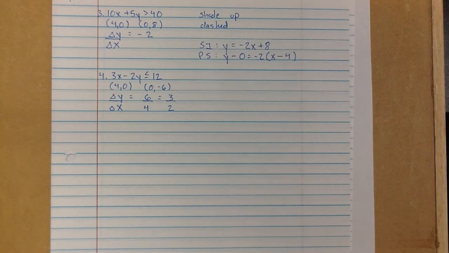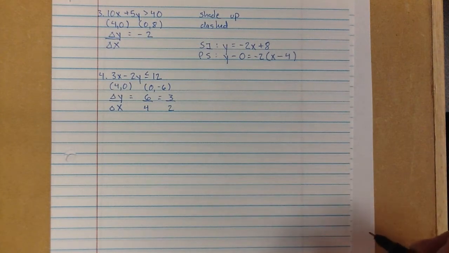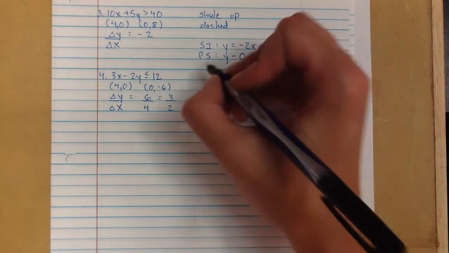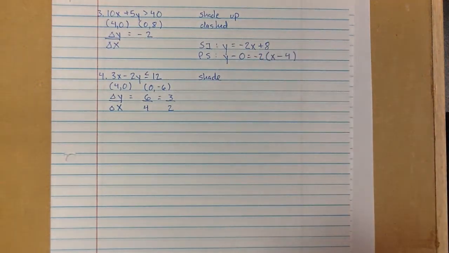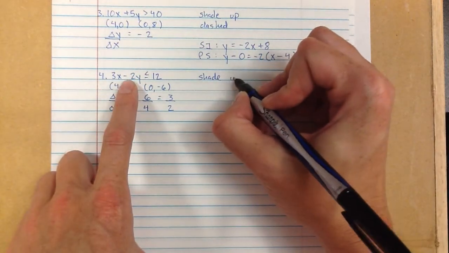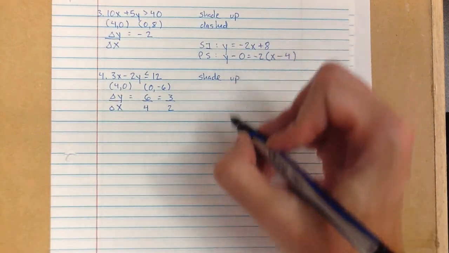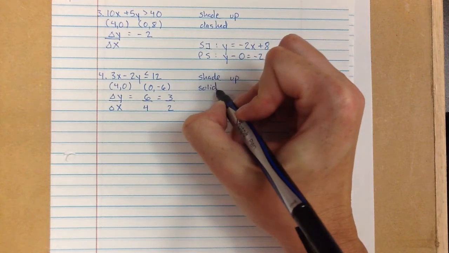Okay? How are you going to shade? Up or down? Down. Ooh, giant no. Well, I'm going to shade up instead of down. It's a negative. This is negative, so you have to flip the inequality. So we are going to shade up. What's the line going to look like? It's going to be solid.